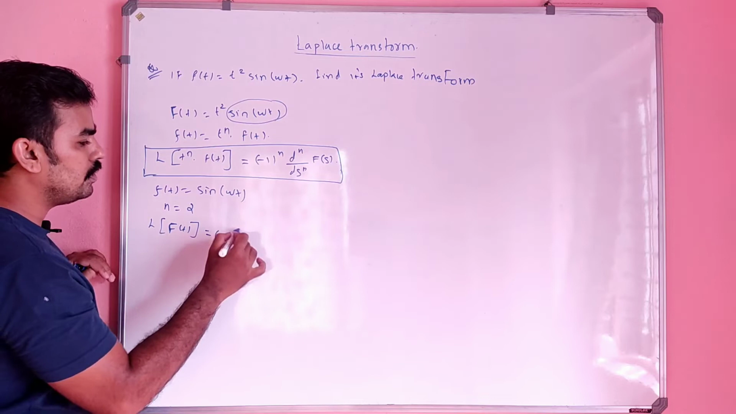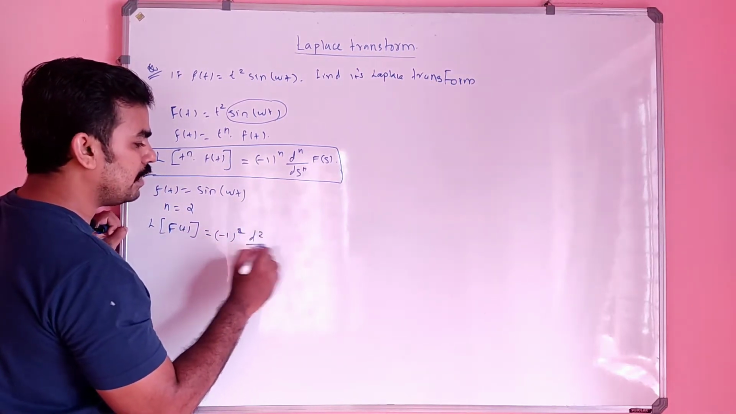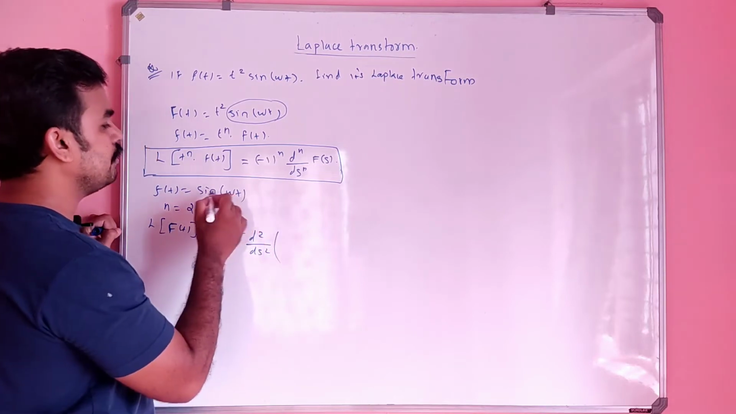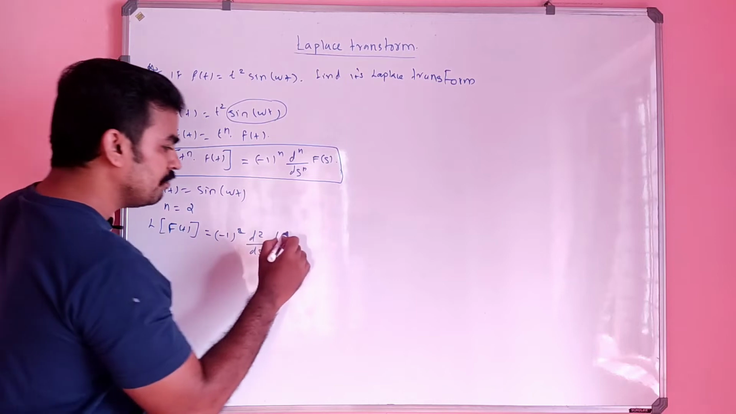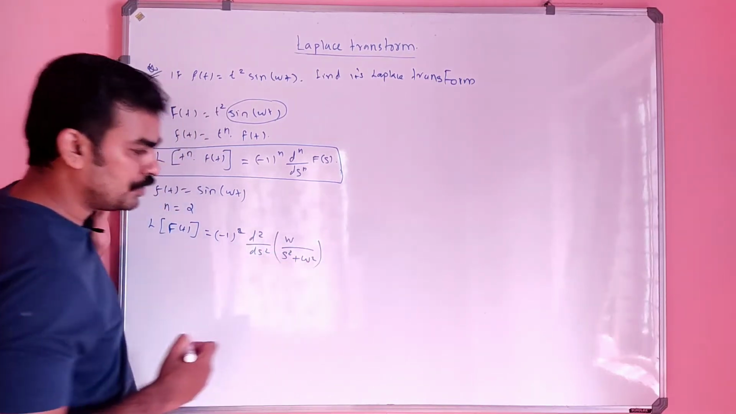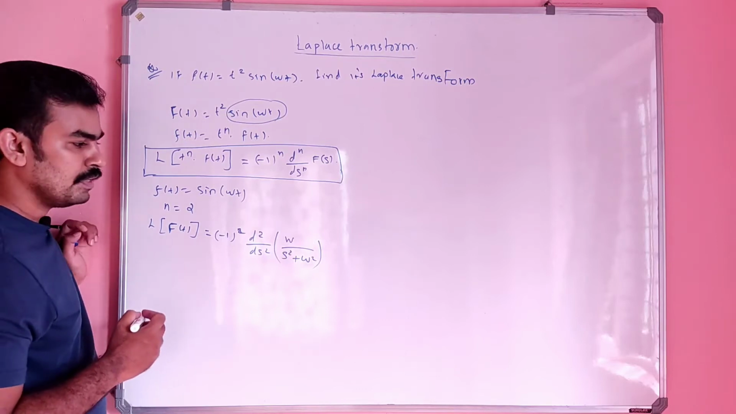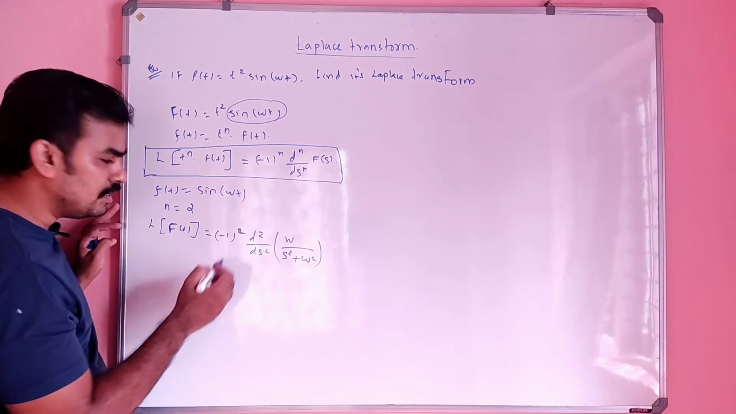minus 1 the whole raised to 2 into d square by ds square of F of s. What is F of s here? What is the Laplace transform of sin omega t? It is omega divided by s square plus omega square. Is it correct? So we have to double differentiate this.